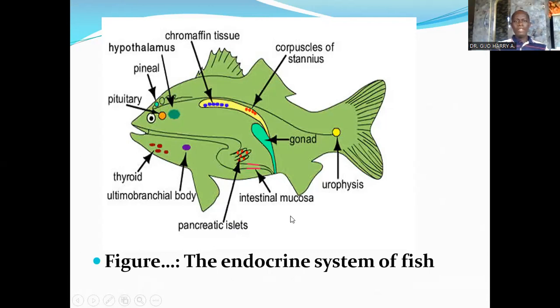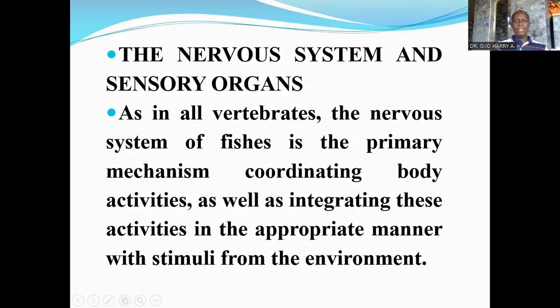The nervous system, the nervous and sensory system of fish. As in all vertebrates, the nervous system of fishes is the primary mechanism coordinating body activities, as well as integrating these activities in an appropriate manner with stimuli from the environment.